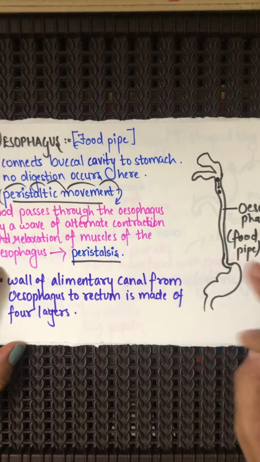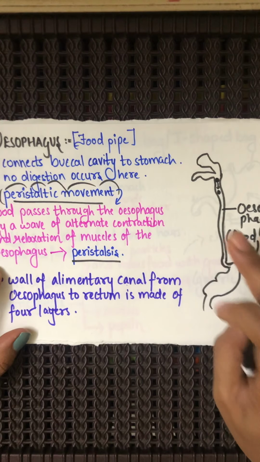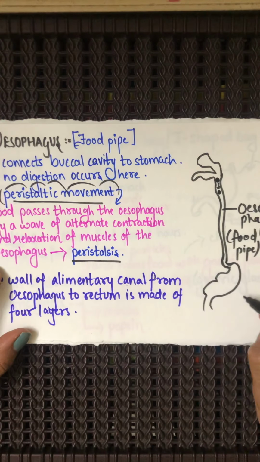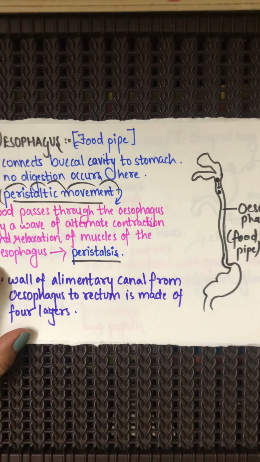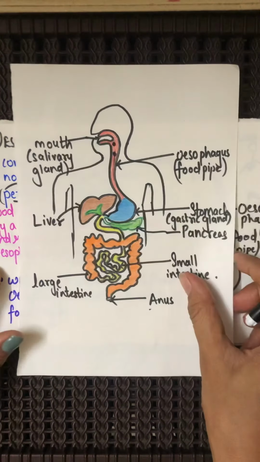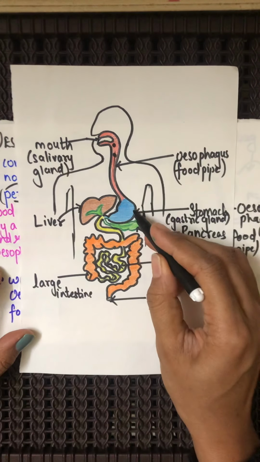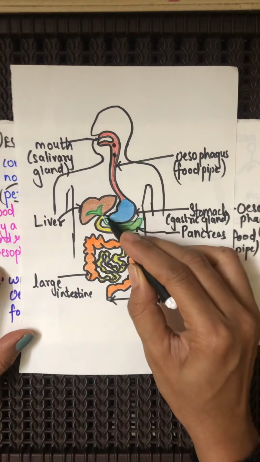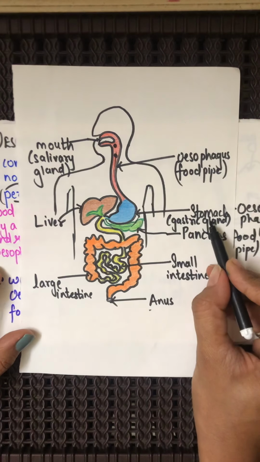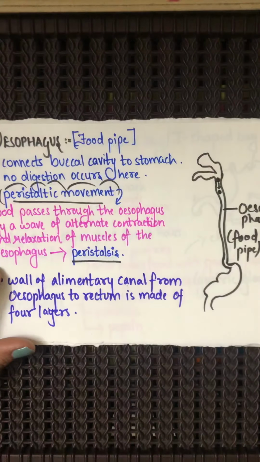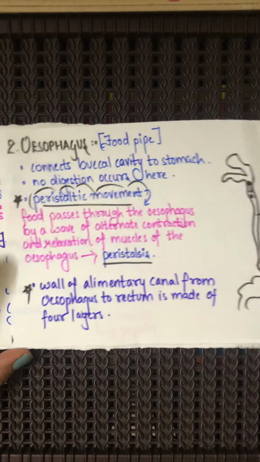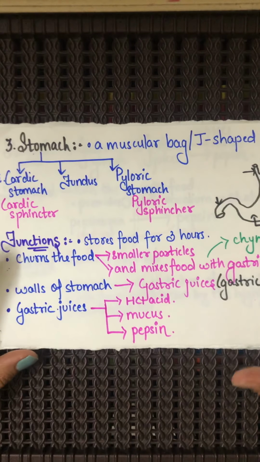Now here, from the esophagus, it leads to a very important organ of our body, that is nothing but the stomach. So again in the diagram we can see from the mouth, the next organ is the esophagus. From the esophagus, it will lead us to a very important part, that is the stomach. So we shall now understand the next part, that is the stomach.